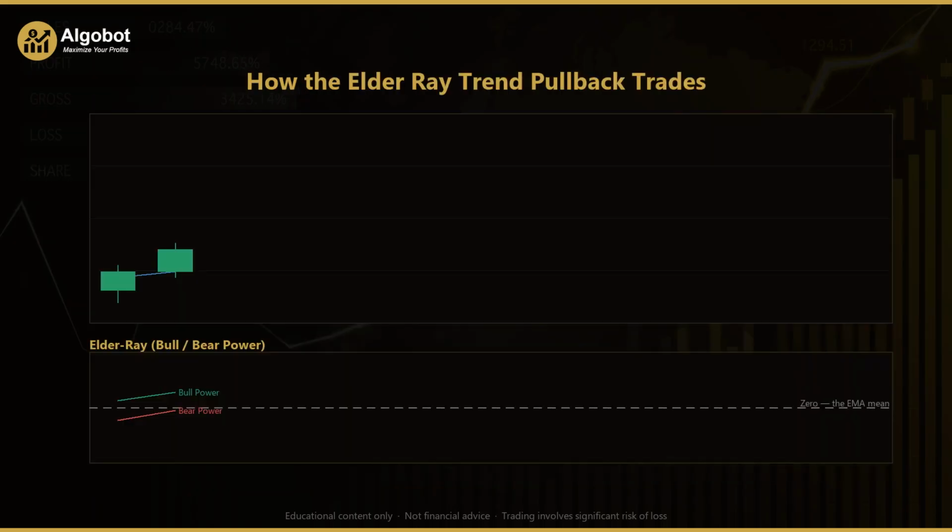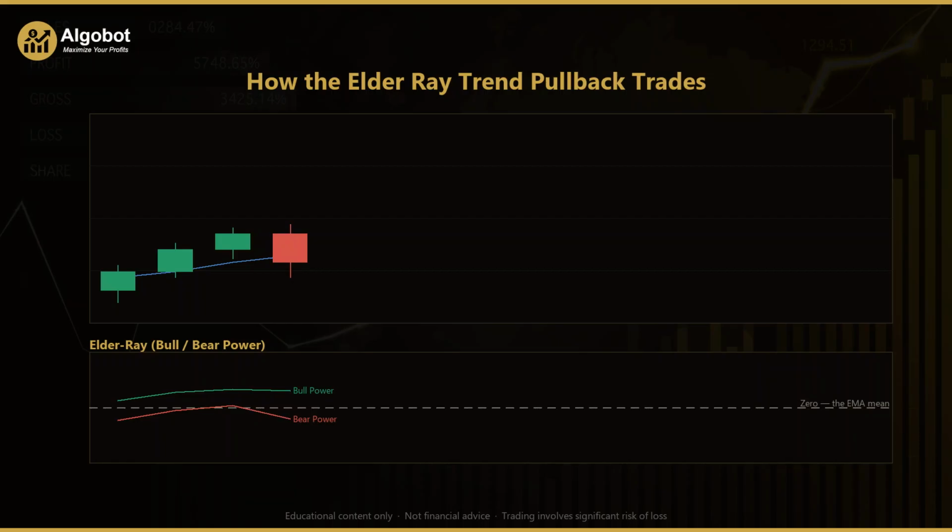Let's bring the whole strategy to life on a chart. On screen, you can see a candlestick sequence with the exponential moving average drawn through the price as a smooth line. That's our trend baseline and our reference mean. Below the price sits the Elder Ray subpanel, showing bull power in green and bear power in red, oscillating around the zero line. Remember, the zero line represents the moving average itself, so when a reading is above zero, price is trading above the mean, and below zero means price is under it.